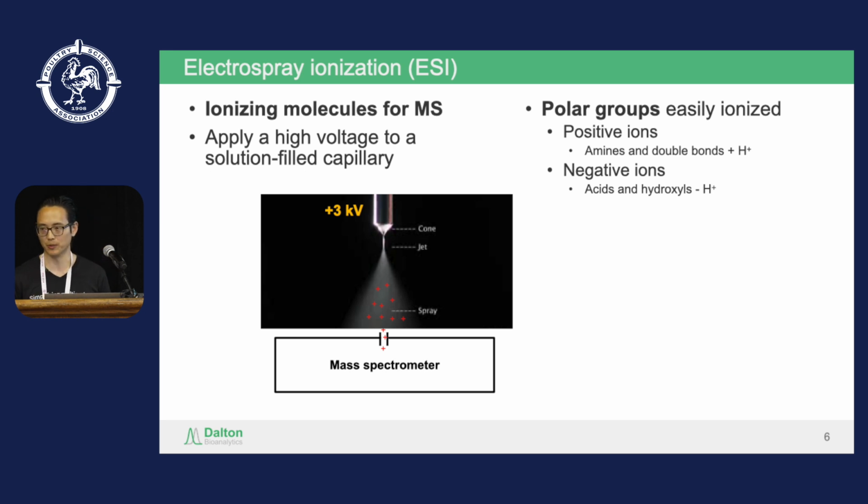I mentioned this specifically because the mechanism of ESI is that in most cases you're adding or losing a proton, so any molecules that have polar groups that can have a proton adducted, like amines, double bonds, or a proton subtracted, acids, hydroxyls, all of these types of molecules can be ionized easily and analyzed by mass spectrometry. That's basically most biological molecules.